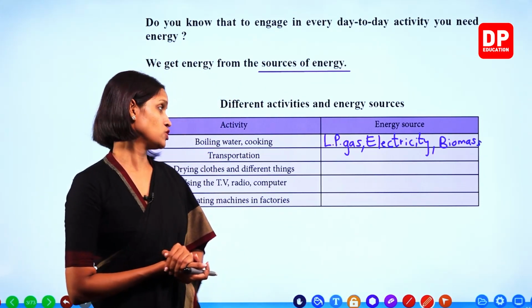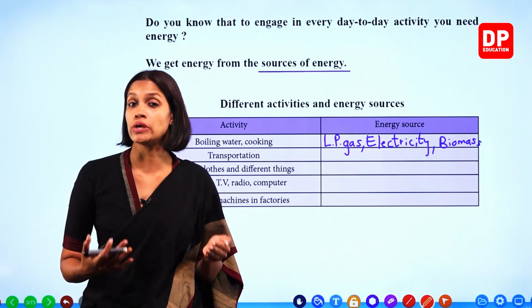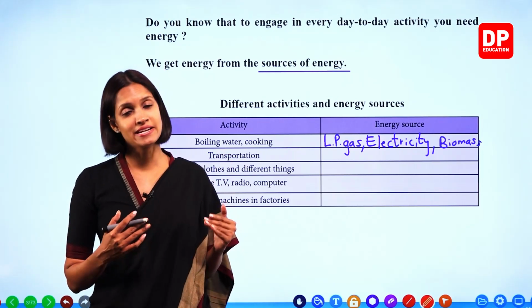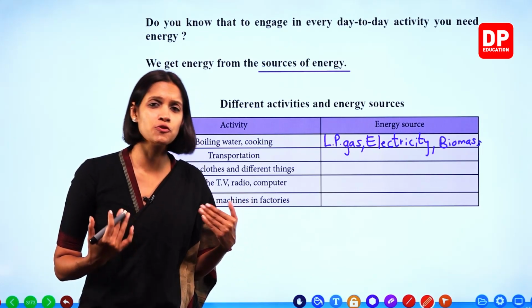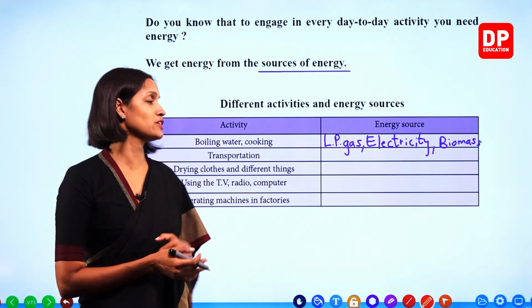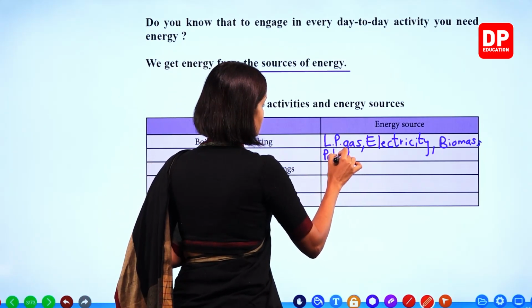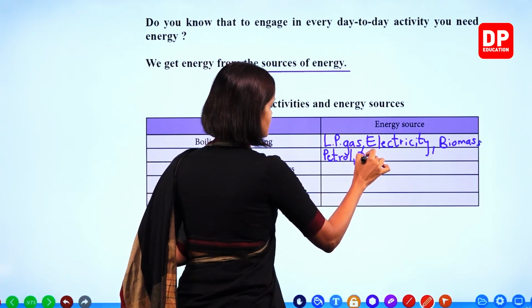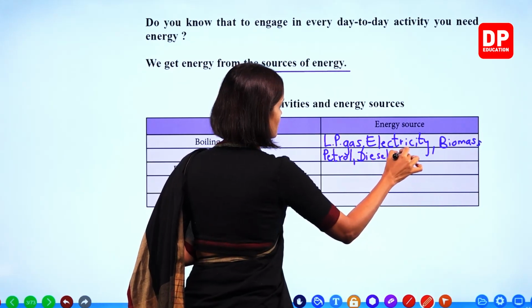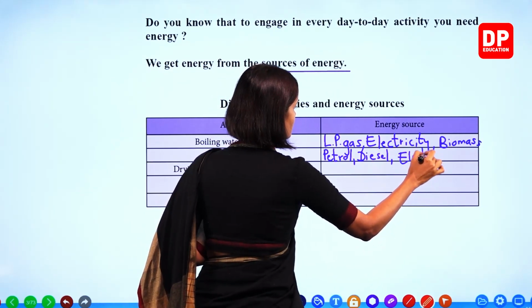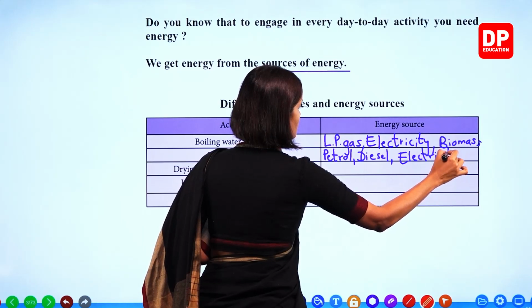For transportation, most of the time, to run our vehicles, we use petrol and diesel. And there are electric cars also, so electricity is also correct. Transportation: petrol, diesel, electricity.